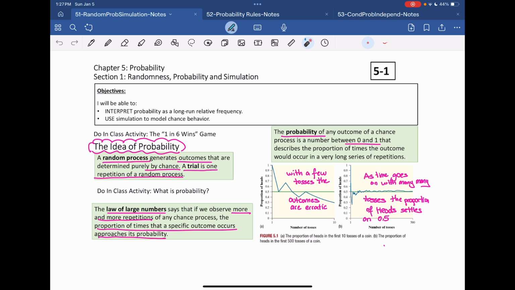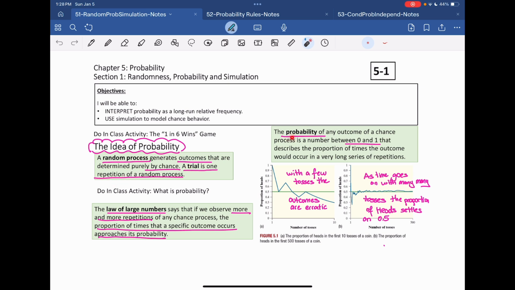This chapter is about probability, and this lesson is on randomness, probability, and simulation. The idea of probability is that a random process generates outcomes that are determined purely by chance. So this is important, that it's just chance that creates the outcomes. A trial is one repetition of a random process. So one trial is one repetition. They are equivalent in the words that you could interchangeably use.